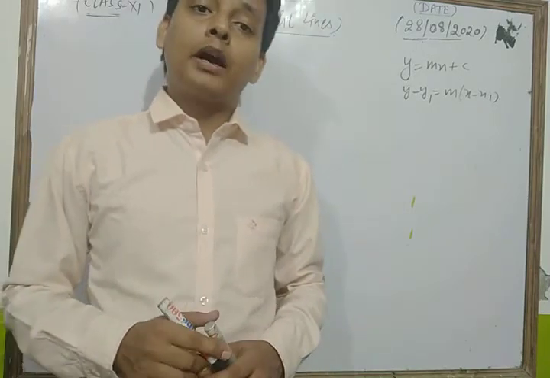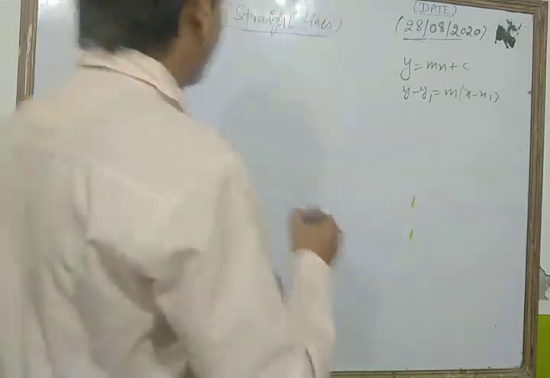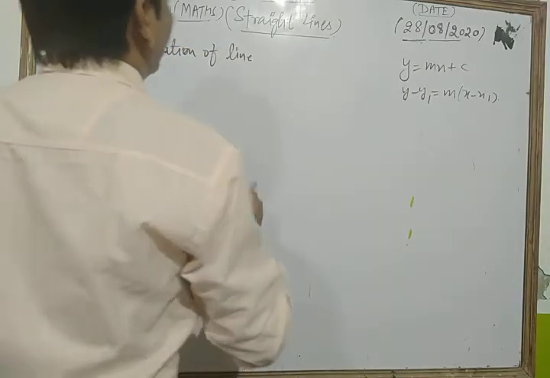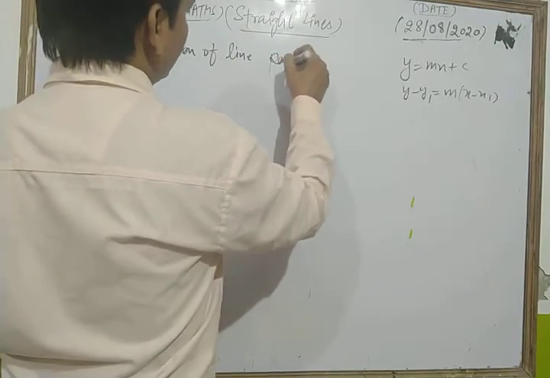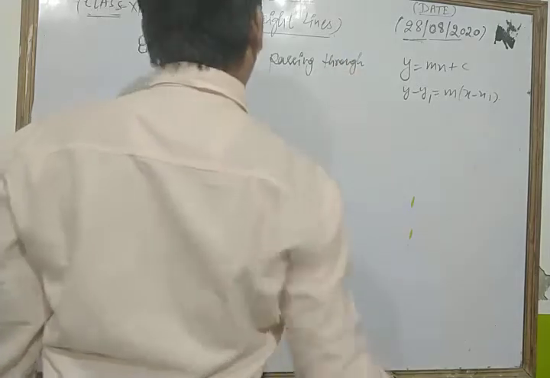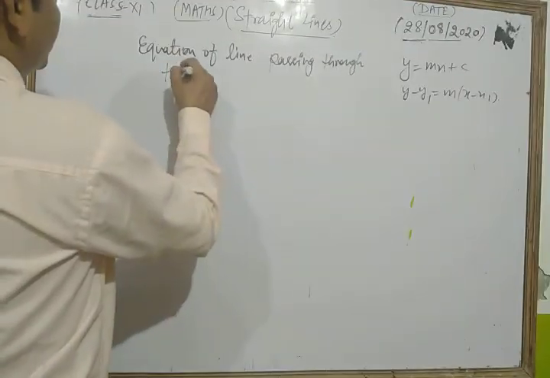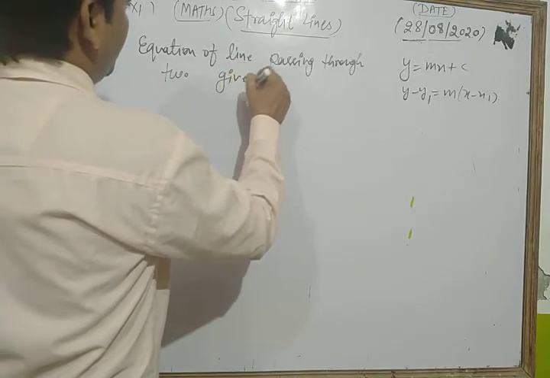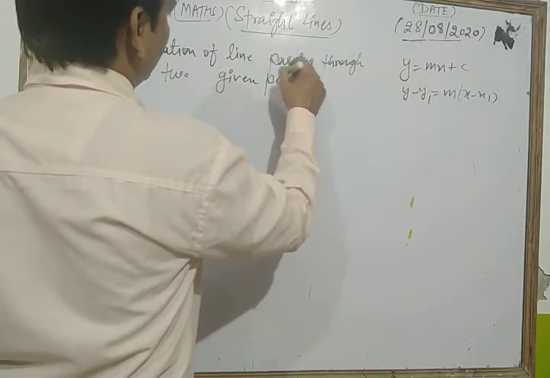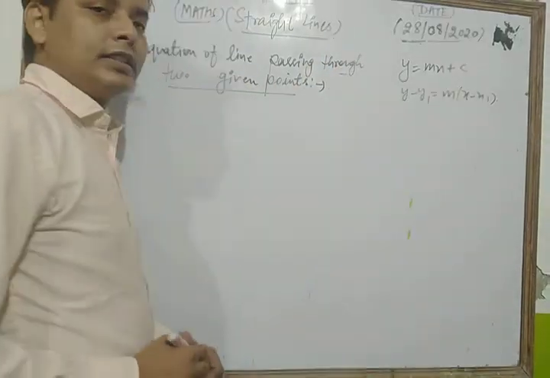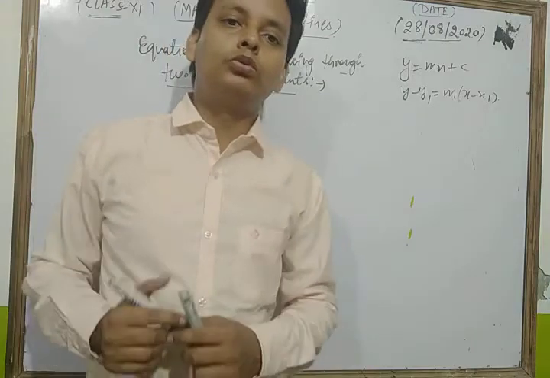Today we are going to discuss the equation of a line passing through two given points. Today's topic is what? Equation of line passing through two given points.